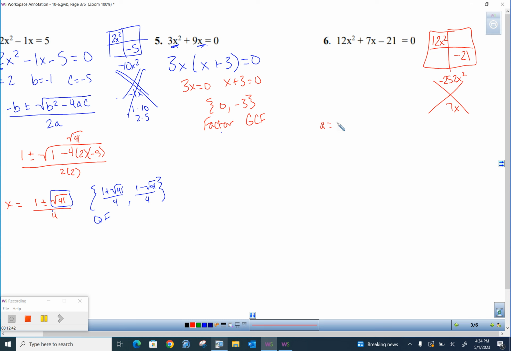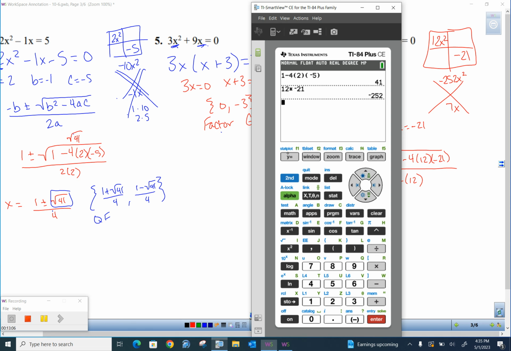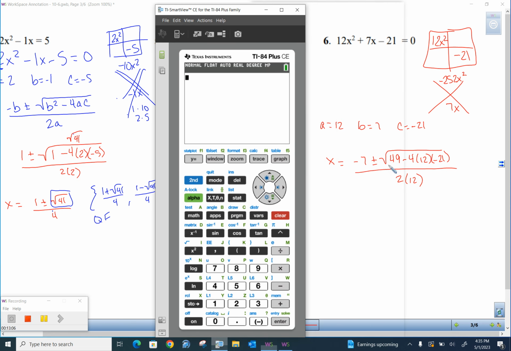So if I let A be 12, B equals 7, and C equals negative 21, opposite of B would be negative 7, plus or minus B squared would be 49, minus 4 times A times C, watching out for signs, divided by 2 times A. Okay, so again, we're going to put in our discriminant. Remember that vocab word from last time. It's the expression underneath that square root. And I'm not typing the square root in, just in case it's ugly.